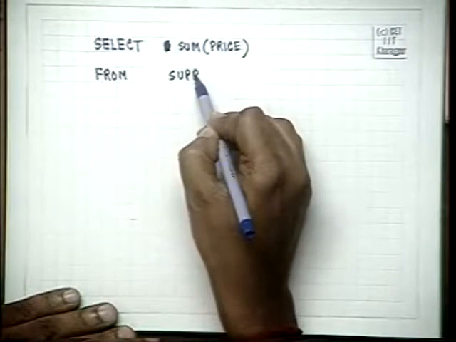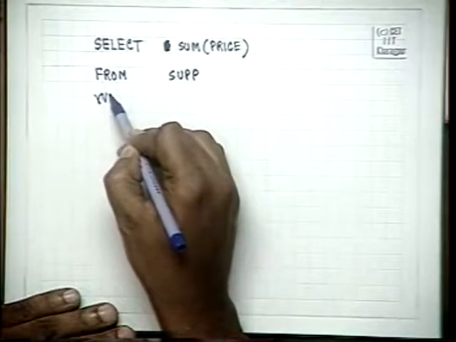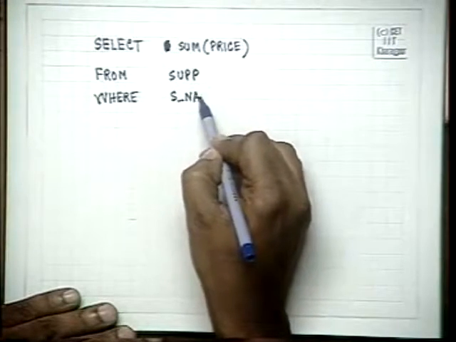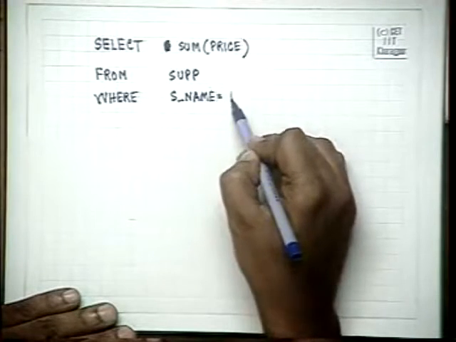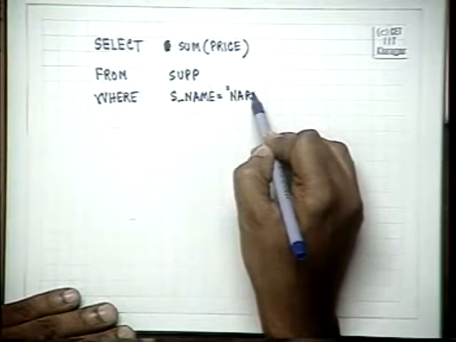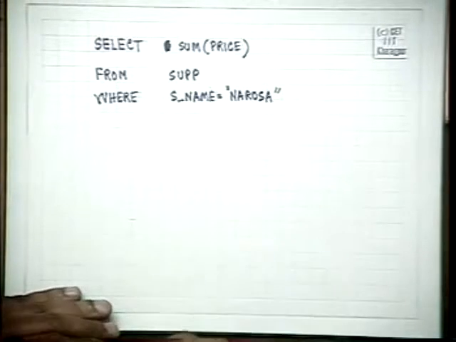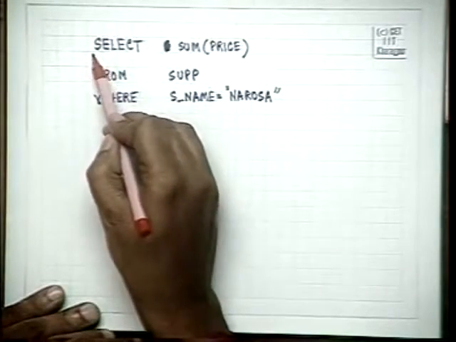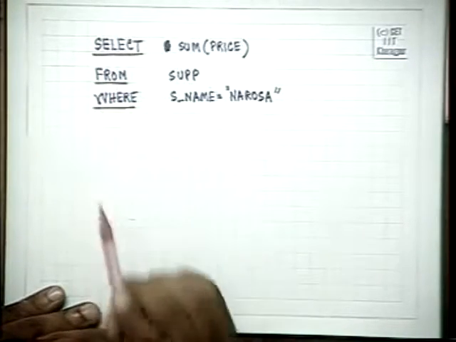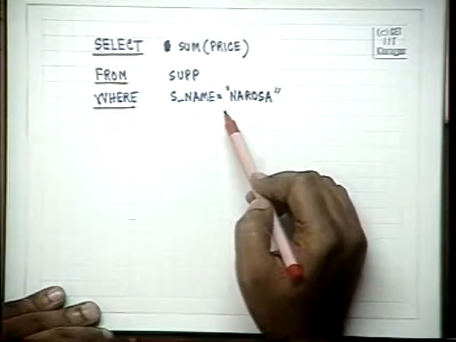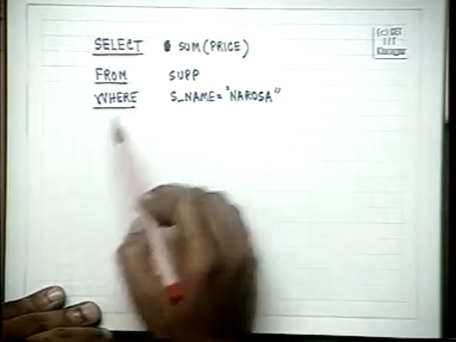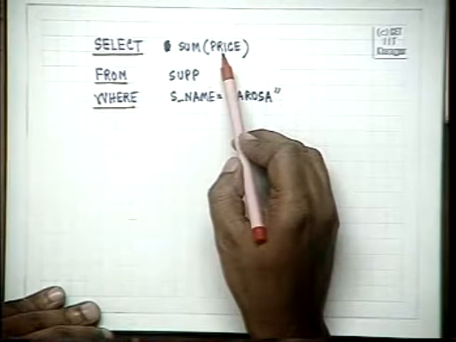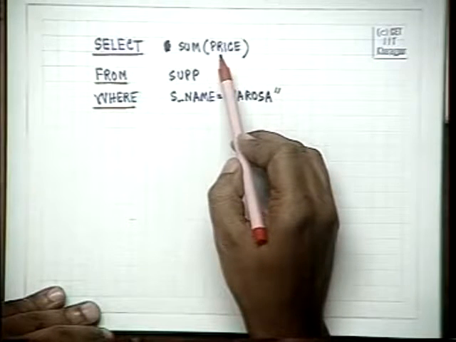From sub where S name equal to Narosa. This will give us a sum of all the prices of the resultant relation. You don't have to group by because there is only one answer to this. This is going to give you only one answer.